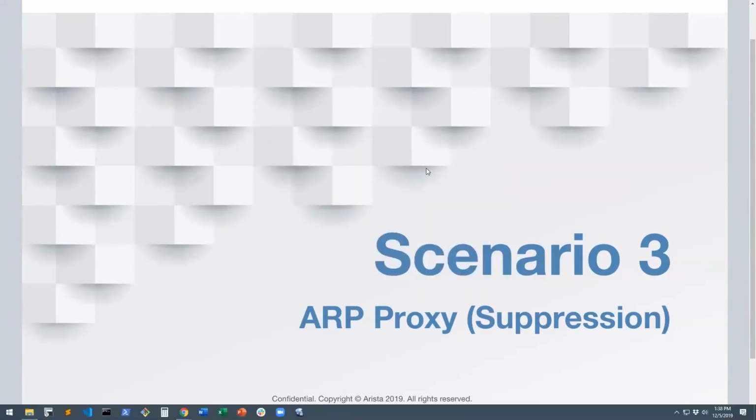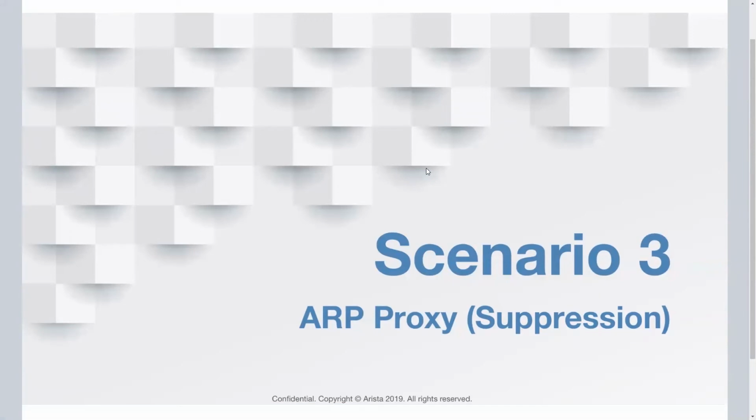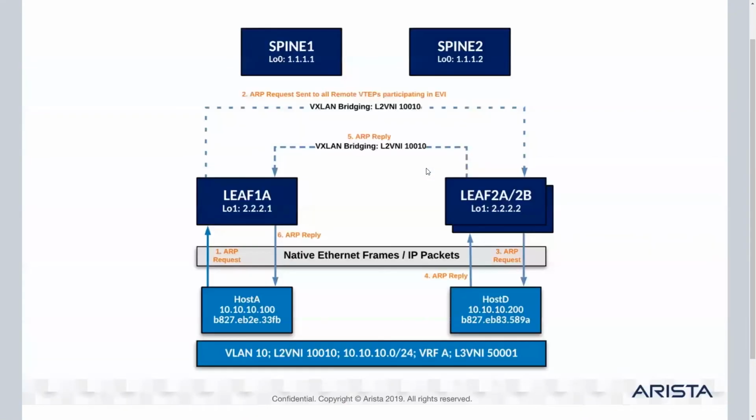All right, so ARP proxy. This is commonly referred to as ARP suppression. But before taking a look at this in action, just as we did with the asymmetric and symmetric IRB models and how they relate to forwarding entries in hardware, let's review this scenario. We'll go at a relatively brisk pace through it.